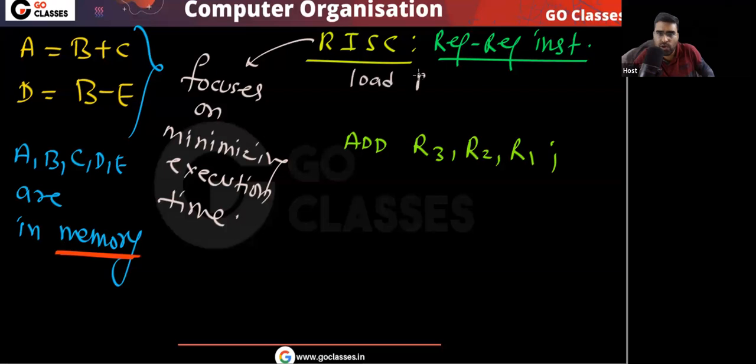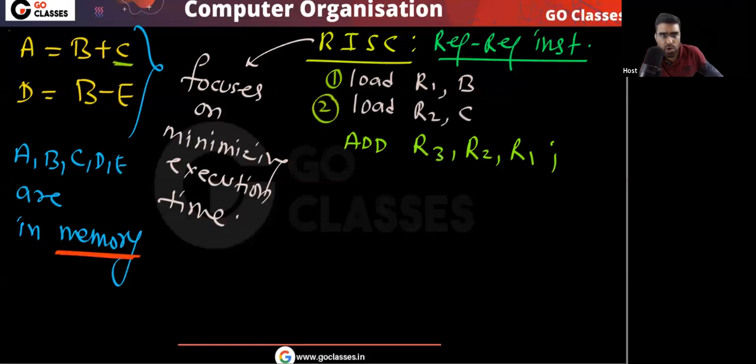So what we will do, we will load this B in R1. Then this C you can load in R2. So remember, first you will load B in R1, then you will load this C in R2. And then you will do the addition of R1, R2, and put the result in R3.